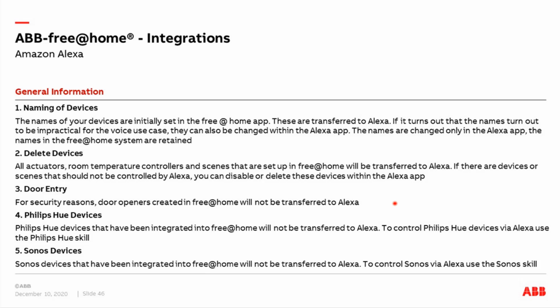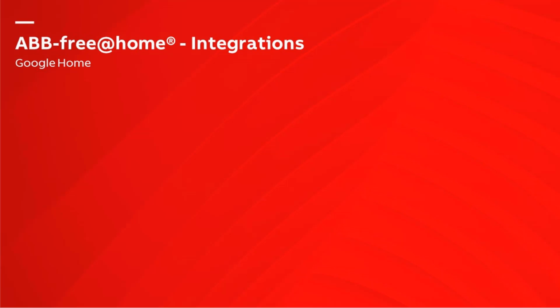Door entry functions like door openers will not be forwarded to Alexa. This has security reasons, so that no one from outside can talk to Alexa and open the door. Philips Hue devices and Sonos devices have to be controlled with the Hue skill and with the Sonos skill. So this is not forwarded from the Free at Home side. Here you have to really use the Hue skill and the Sonos skill. Good, and this is already all for Alexa.